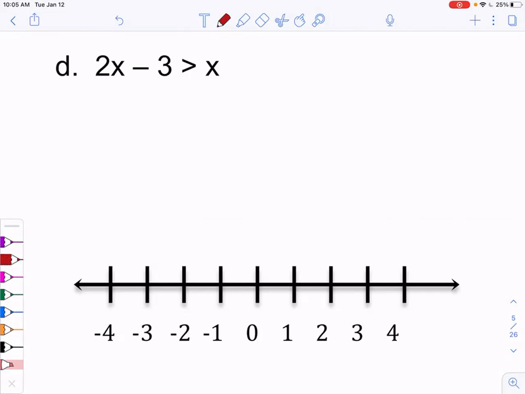Okay, remember, our rule is we want to try to keep all the variables on the left side. Or you can just add 3. Okay, you could add 3, or you could subtract the x. So either way would be good. I'm going to subtract the x over, just to get our variables together first.